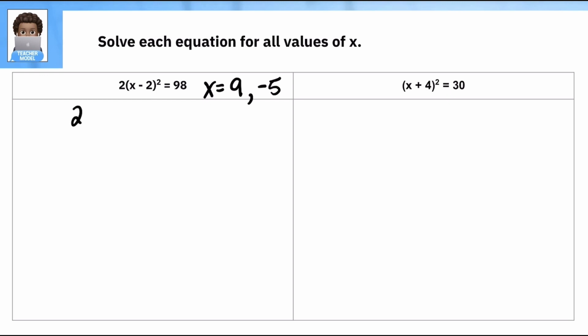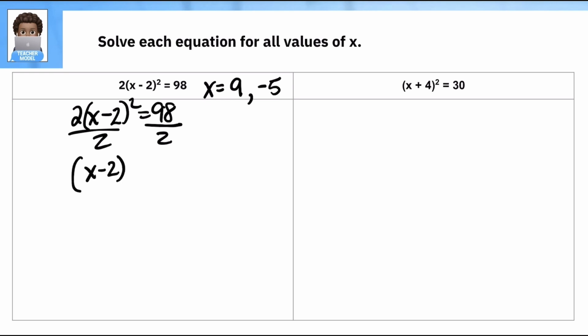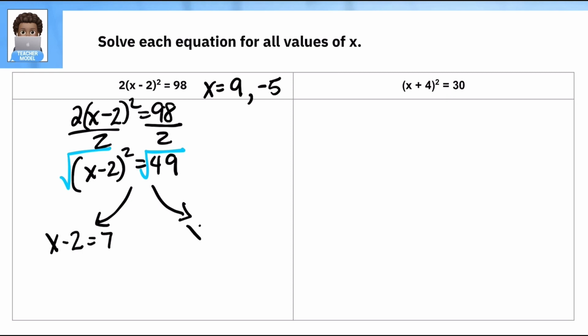So we have 2(x minus 2) squared is equal to 98. First step is to divide by 2. That leaves us with (x minus 2) squared is equal to 49. Luckily, that's a squared number because we're going to find the square roots. And again, this is where we have our 2 different pathways. So we have x minus 2 is equal to positive 7, or x minus 2 is equal to negative 7.